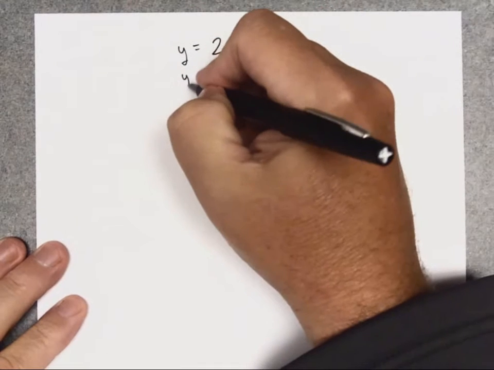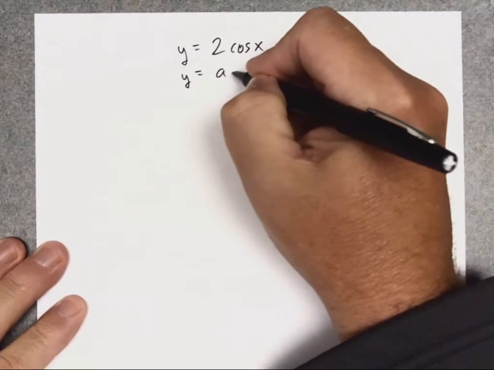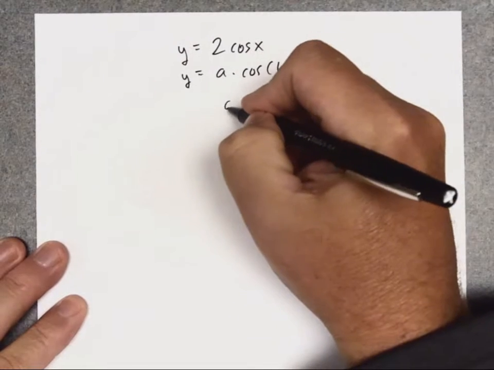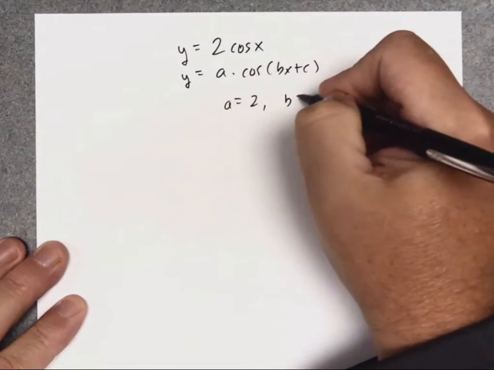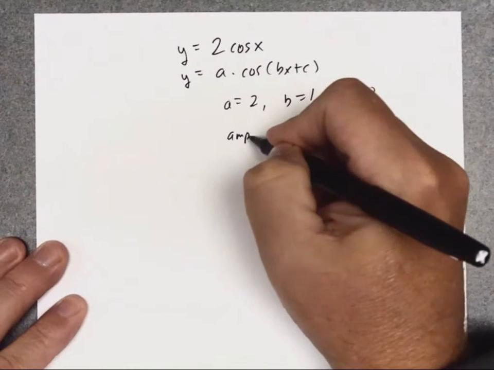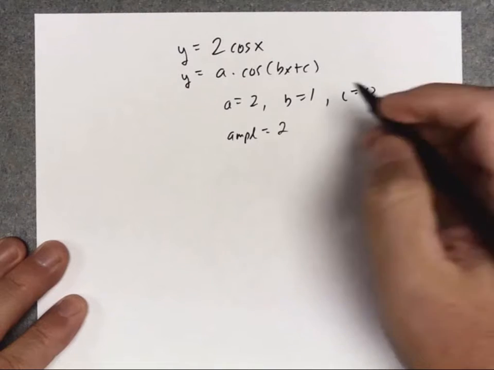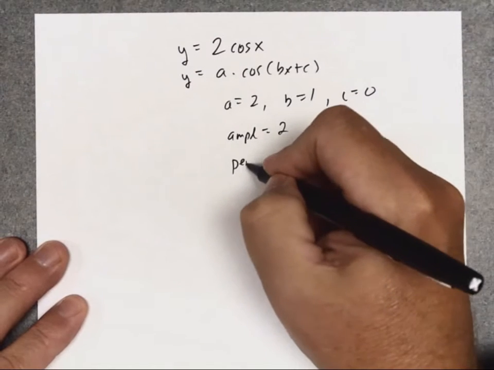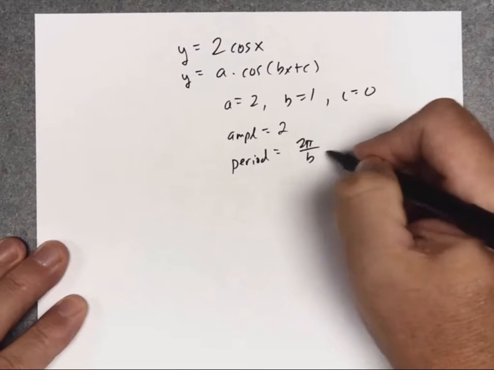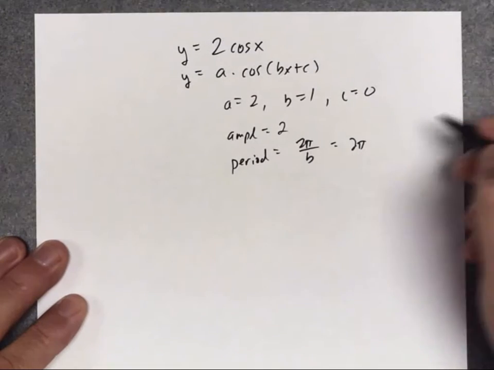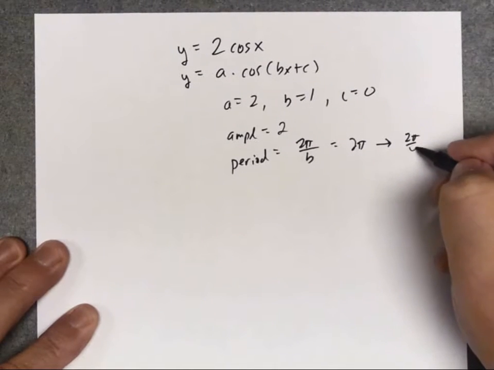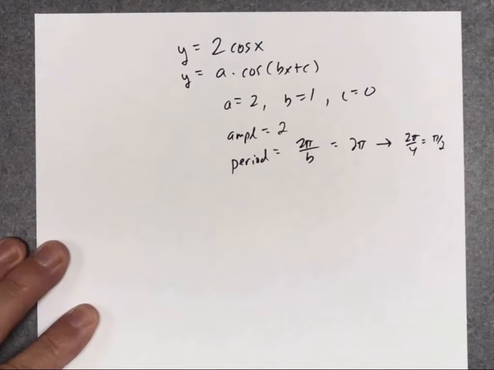Well, once again, based upon my general equation, hopefully you see pretty easily A is going to be 2, B is 1, and C is 0 again. So the amplitude, which is A, is going to be 2. The period, which is 2 pi over B, is going to be 2 pi. And my key points, if I divide 2 pi by 4, is pi over 2 again.